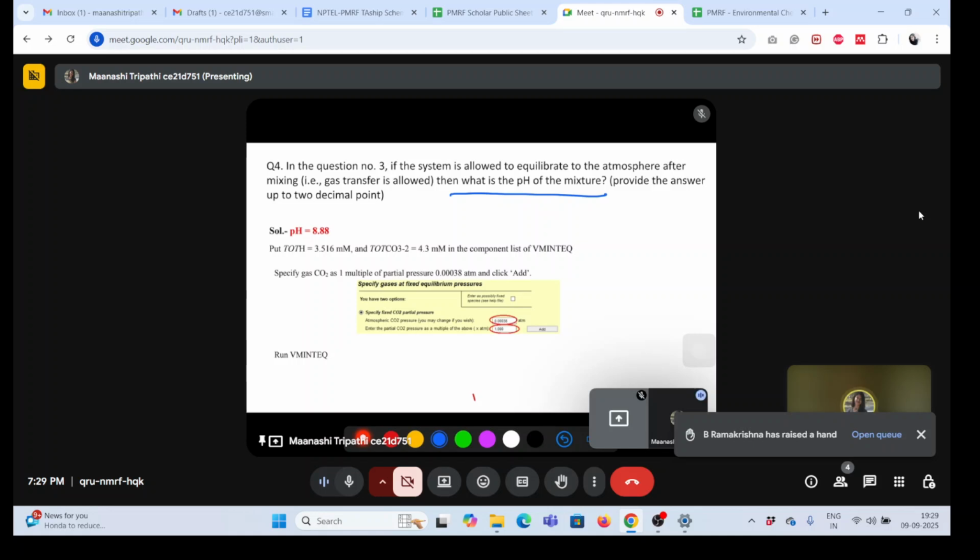We have total H of 3.516 and total carbonate of this. So this we got from the previous question. Since now we are allowing it to equilibrate with the atmosphere, we will specify CO2 also with the atmospheric pressure, or the default atmospheric pressure of 0.00038. You can put any other atmospheric pressure if you are in some other area. We can put the atmospheric pressure like that, and just run Visual Minteq and we will get the values when it is in equilibrium with the atmosphere.